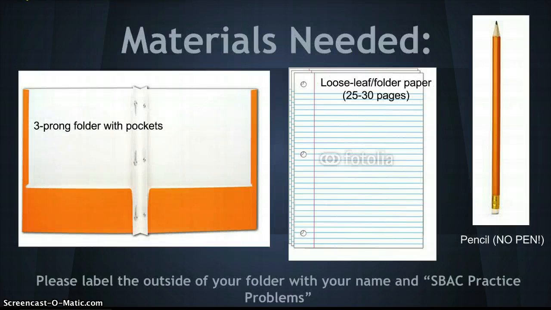Here are the materials you'll need for your weekly practice. We'd like you to have a 3-prong folder with pockets, and about 25 to 30 pages of loose leaf or folder paper. If you could go ahead and put that in the 3 prongs, you'll be pretty set for most of the year. We'd also like you to have a pencil. I hope that's not a news flash, but we use pencil for math. We do not use pens.